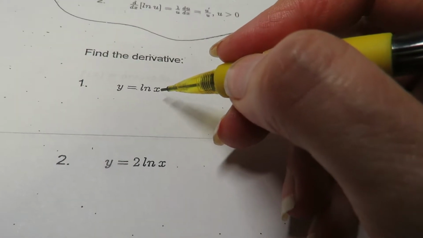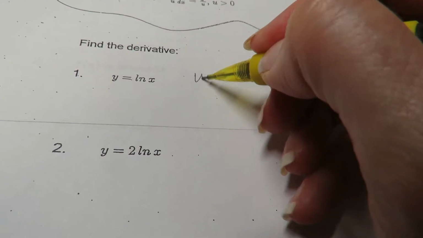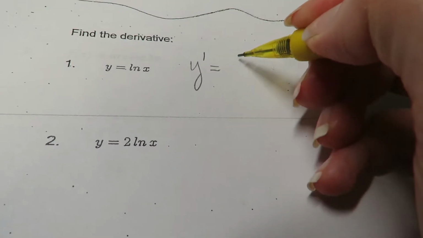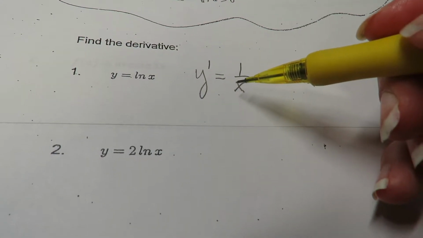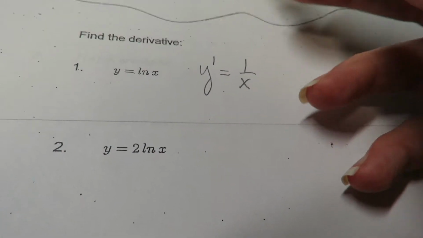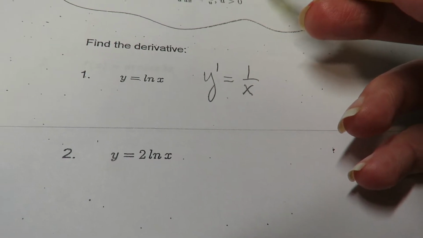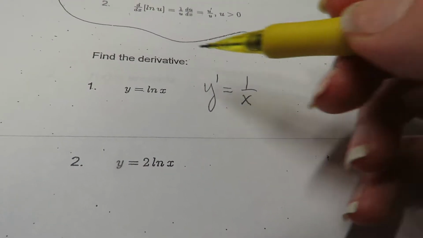Alright, this is your plain ln of x. This is not a composite. So y prime is going to equal 1 over the inside. So the derivative of ln is 1 over the inside. And one of the reasons why I'm trying to stress these is when you go into Calc 2, you do this in reverse. Like you start with this and you go to that.